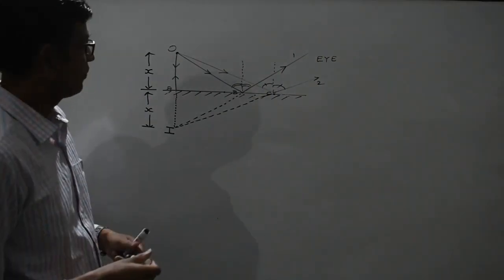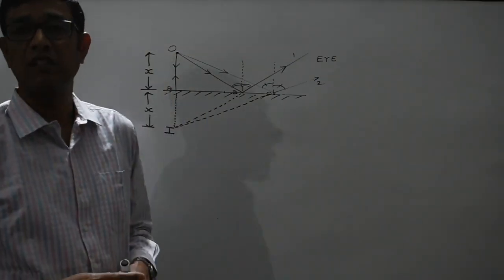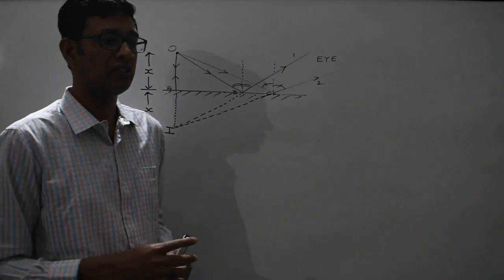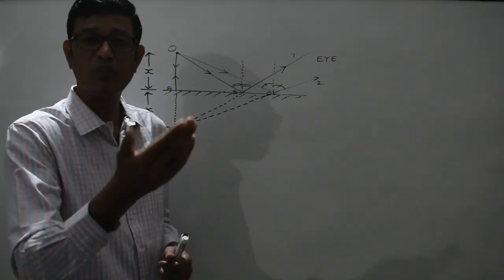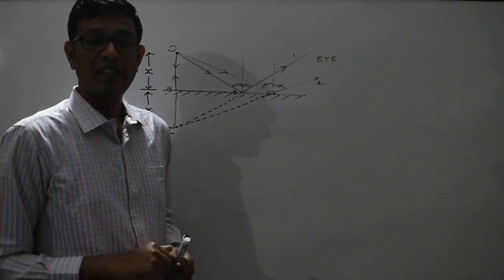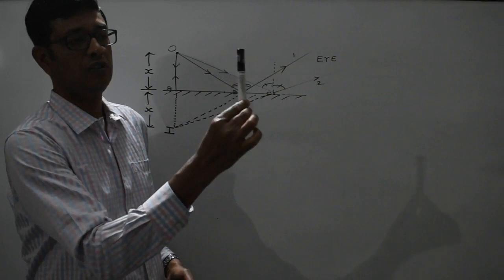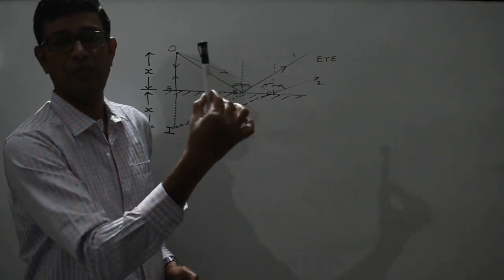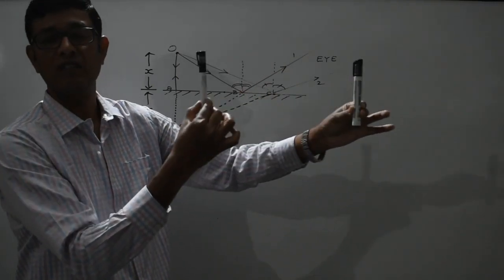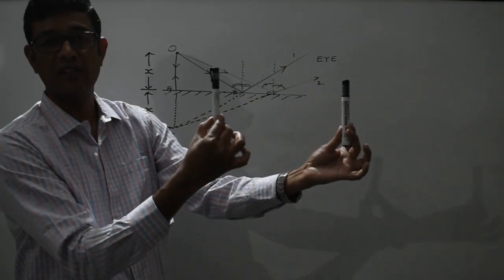Next one is, the size of the image is found to be exactly equal to the size of the object. So the linear magnification, which you will discuss later on, defined as the ratio of the size of the image to the size of the object, is always equal to 1. Because the size of the image is always equal to the size of the object. Suppose the object is this pen. Its image will be obtained like this only. It will be of the same size and it will be erect. This will be inverted, but its image will be erect.